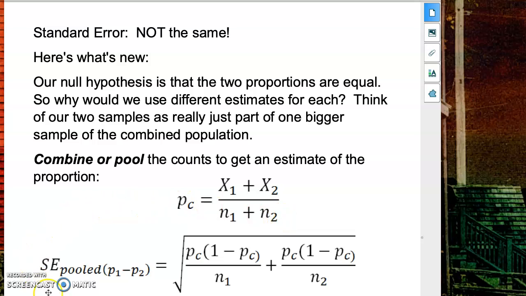Okay, so we end up with this. This is our pooled proportion, and then we use that to calculate the standard error of the pooled proportion. So whereas before we used P1 and P2, here we're using this pooled value for both fractions. Note the denominators are different. Here's N1 and N2.